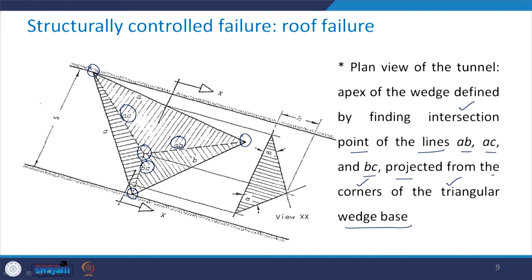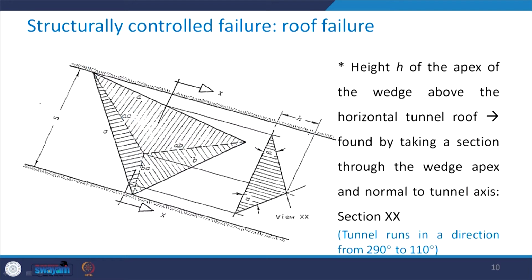Now, in order to obtain the volume and the height of this wedge, we need to get this dimension, which is small h, which has been given in this figure. Let us see how. Height h of the apex of the wedge above the horizontal tunnel roof. That means from this point, this is the apex, so this dimension is h.